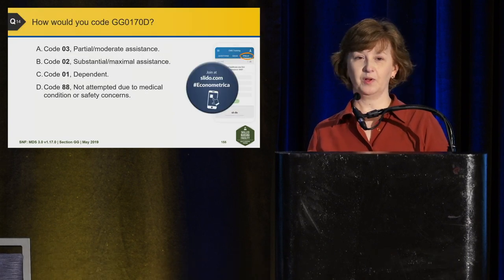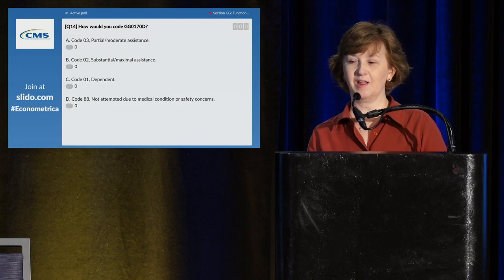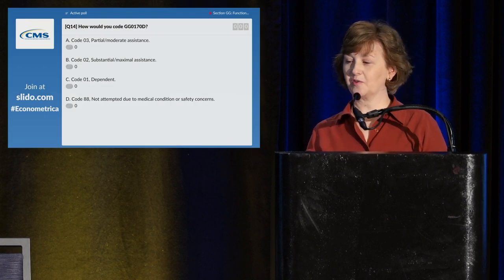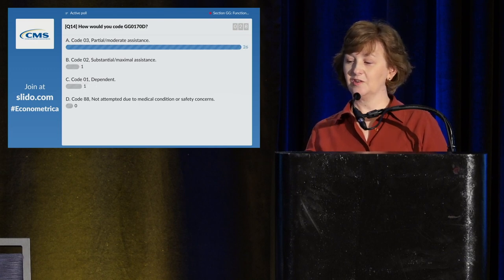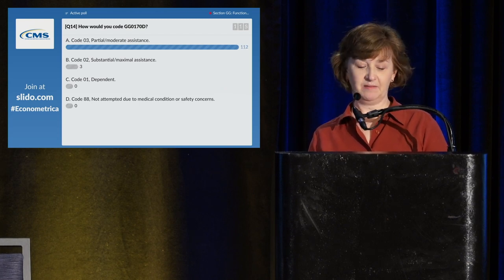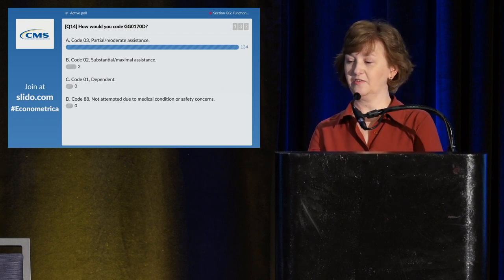So if you could pull out Slido and start thinking about what the correct response would be, the options are A, 03, partial or moderate assistance; 2, substantial or maximal assistance; code 1, dependent; or code 88, not attempted due to medical condition or safety concern.